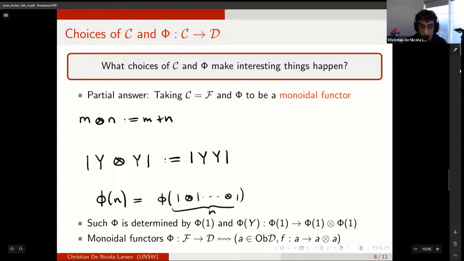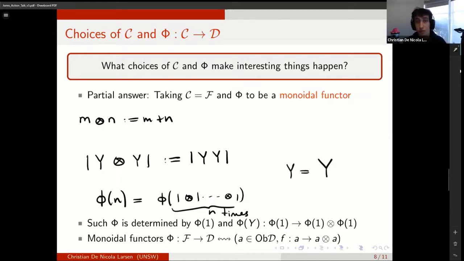Right. And because this functor preserves tensors, this is just going to be phi of 1 tensored with itself n times. But not as easy to see is that also for morphisms, our functor is also determined by its action on this tree with 1 root and 2 leaves that I've called y here. So y is literally the tree with 1 root and 2 leaves. And this is a morphism from phi of 1 to phi of 1 tensor phi of 1.